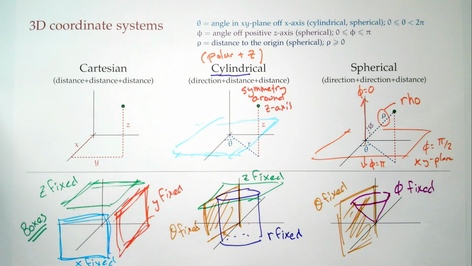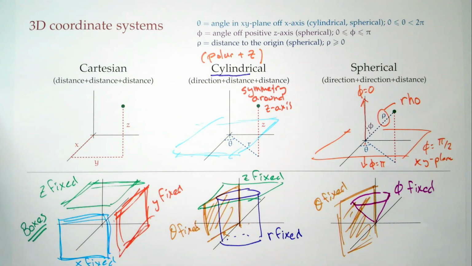Phi equals 0 is actually just the positive z-axis. Then we sort of open up a cone. It's like opening up an umbrella. As we increase phi, the umbrella opens. Then maybe it's a really windy day, and the umbrella turns inside out as we go past pi halves. And then eventually, when we get down to phi equals pi, it's the negative z-axis.